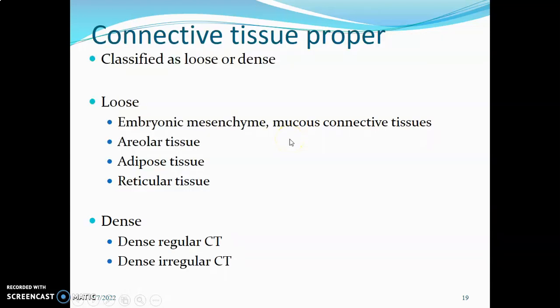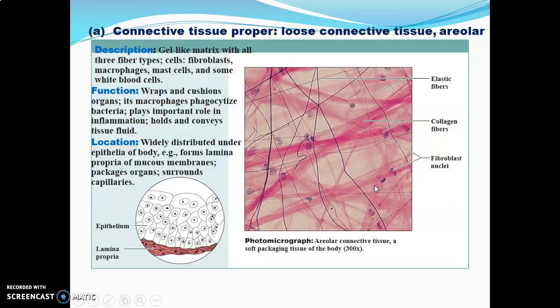Then we go to connective tissue proper. This is the classification. We say the loose connective tissue: we have embryonic mesenchyme, which in the embryo is loose connective tissue. Then we also have areolar tissue, adipose tissue, and reticular tissue. Connective tissue proper can also have the dense type, where we have the dense regular connective tissue and dense irregular connective tissue.